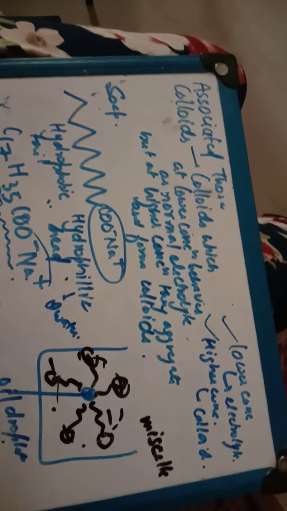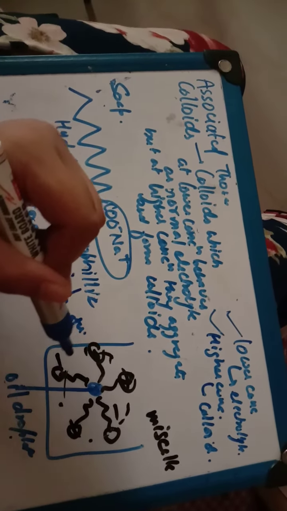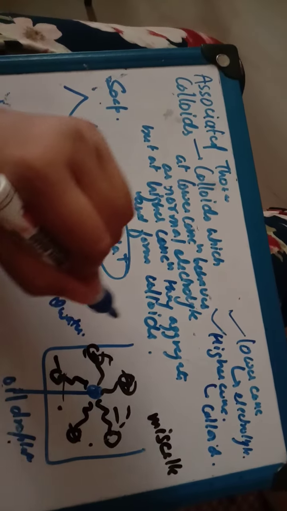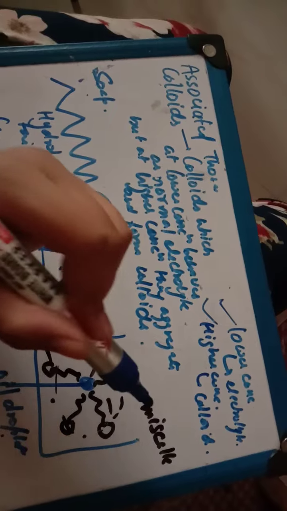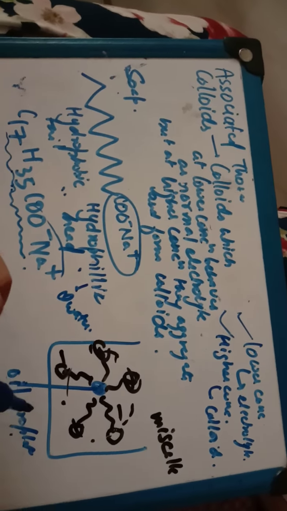So for example, in a beaker there is an oil droplet, so there would be an aggregate of colloids which are formed, which is also known as micelle. So there is micelle formation in there.